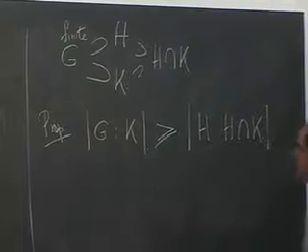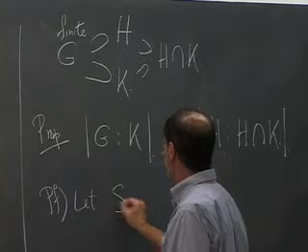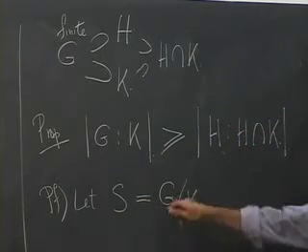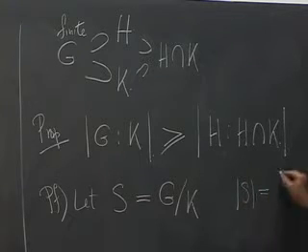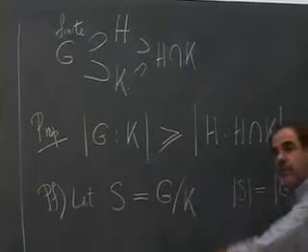Okay, proof. Let S be G mod K, the cosets of K in G. So the order of S is the index of K in G. We know that. Now G acts transitively on S.